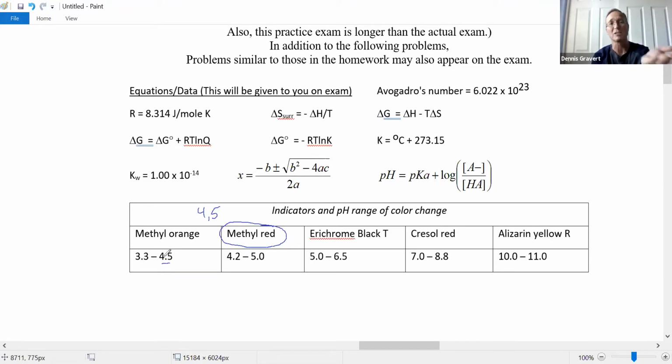If someone said methyl orange, I would give you full credit. Technically 4.5 is where it's changing. It's changing color between 3.3 and so on. Yeah, you could do either one. I prefer to have the pH in the middle of the range, ideally. You lose points if you chose one of those. Those are outside the range.